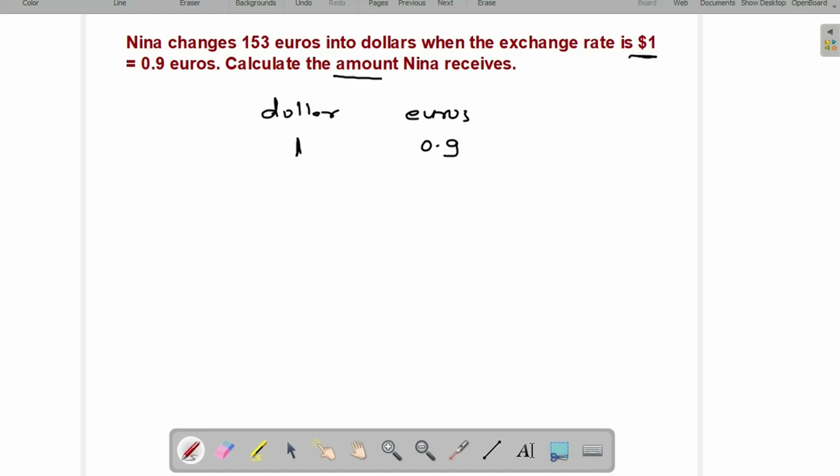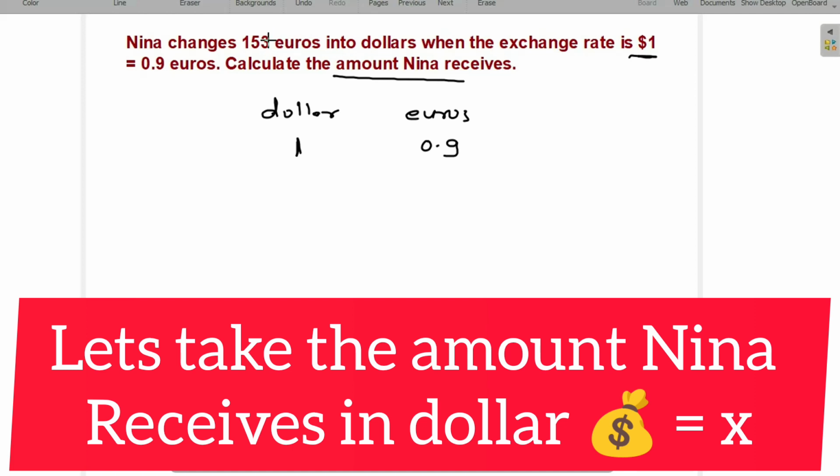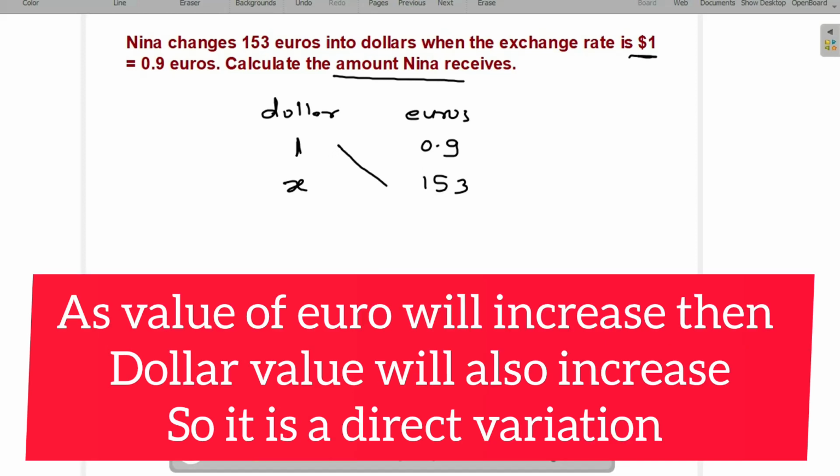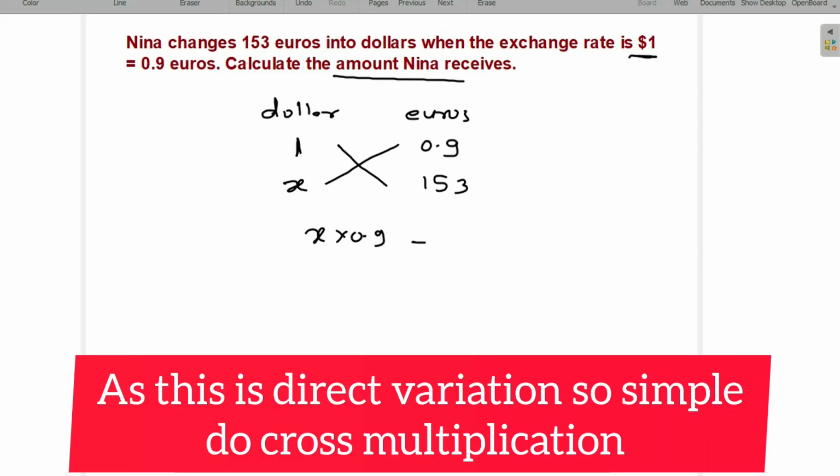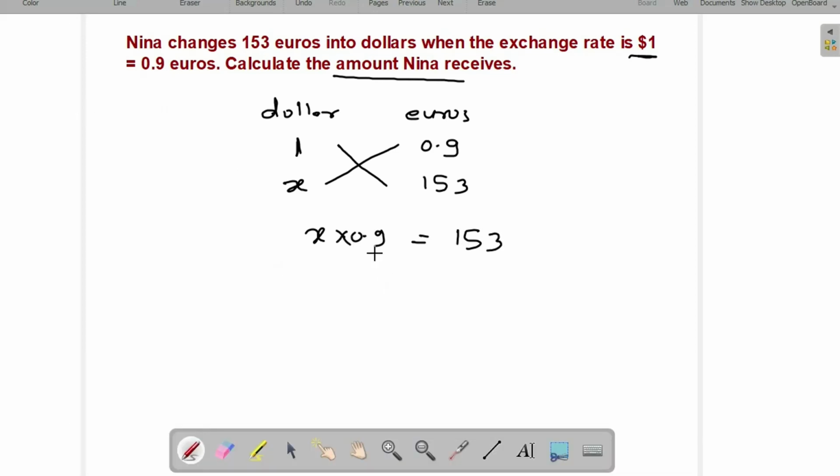Now what we have to find out? Nina is going to convert the euros into dollars, right? Dollar we don't know, but we know the euro, which is 153. Now we have to just simply do cross multiplication. X into 0.9 is equal to 153. Okay, so this 0.9 will go on this side. I will write here 153 over 0.9.